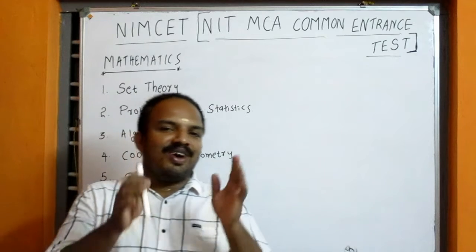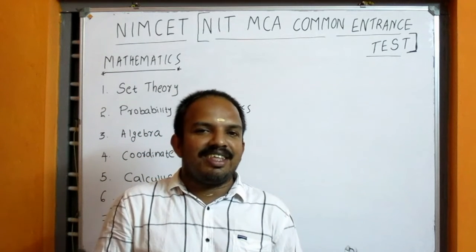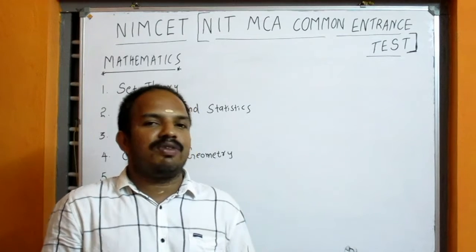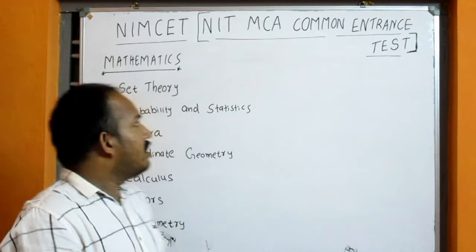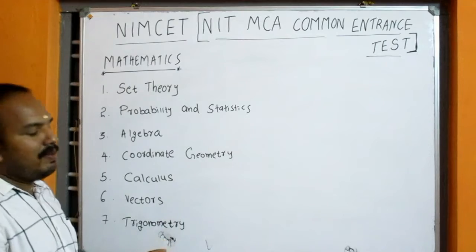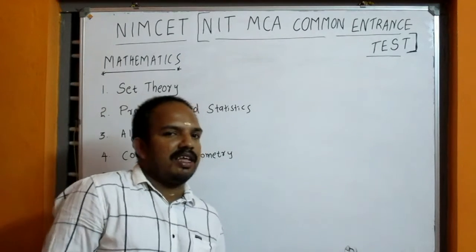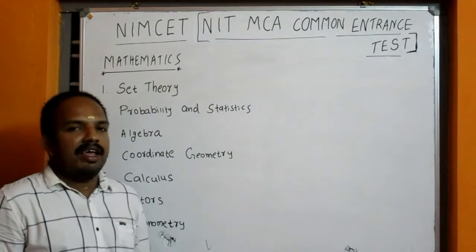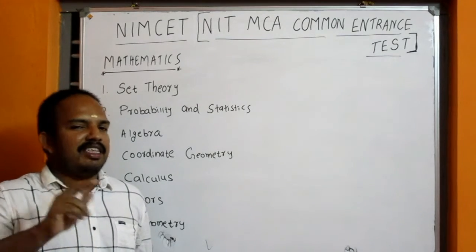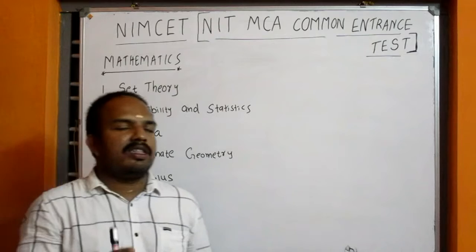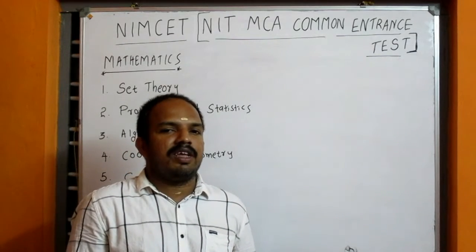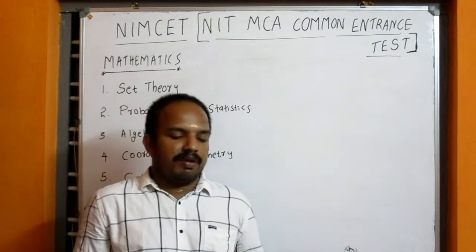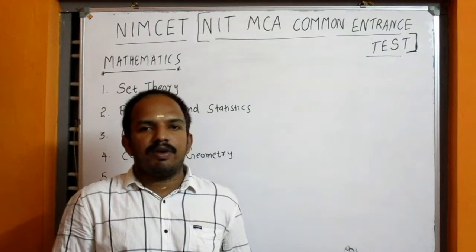Clear? So today we start the classes. Before that, we just discuss the syllabus of mathematics. In the mathematics syllabus, it includes 7 sections. First is set theory. In set theory, it includes the basics of set, the union of sets, intersection of sets, and elementary counting principle and permutation and combination.